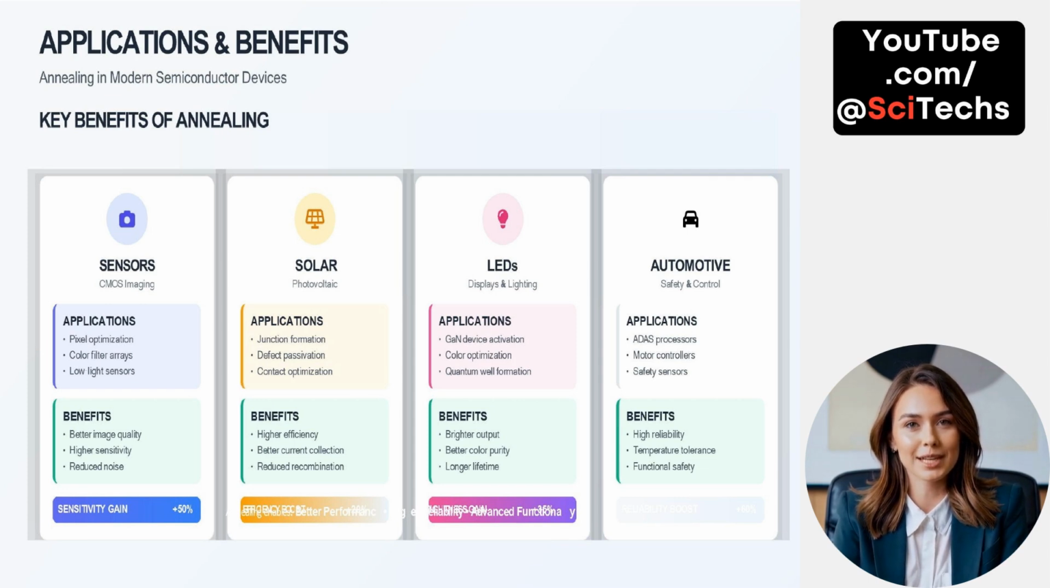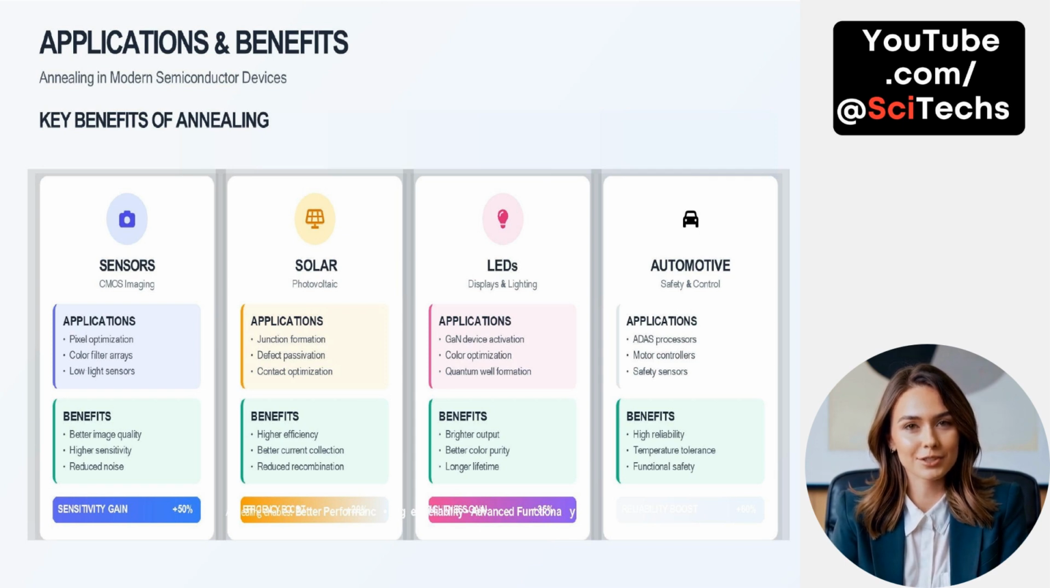For solar photovoltaic devices, annealing supports junction formation, defect passivation, and contact optimization. These improvements lead to higher power conversion efficiency, improved current collection, and reduced recombination losses, contributing to a 20% energy boost. In LED devices used for displays and lighting, annealing activates GaN materials, fine-tunes color output, and enables quantum well formation. This enhances brightness, color purity, and lifetime, leading to a 30% gain in advanced functionality.